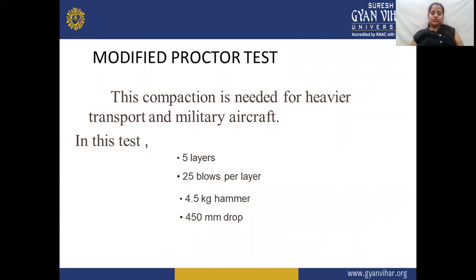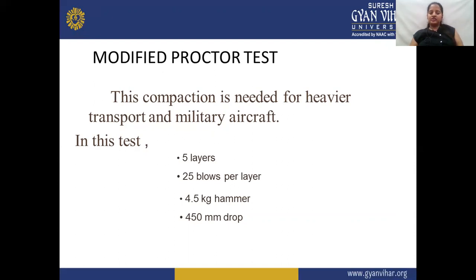Modified Proctor test. It is a modified version of the standard Proctor test. This compaction is needed for heavier transport and military aircraft. The standard Proctor test can be done for traditionally small constructions, houses, residential buildings, and institutional buildings, but for heavy loads and extra intensity loads, the modified Proctor test is preferred.